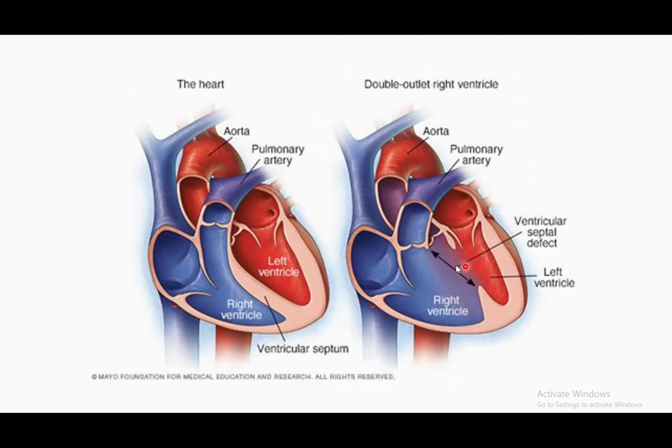This is a case of DORV. So the aorta and pulmonary arise from the right ventricle. The aorta here didn't migrate enough to be above the left ventricle, so it remains above the right ventricle. If you notice, the only outlet of the left ventricle is a VSD, so a VSD must be present. An absence of a VSD is incompatible with life in these cases.